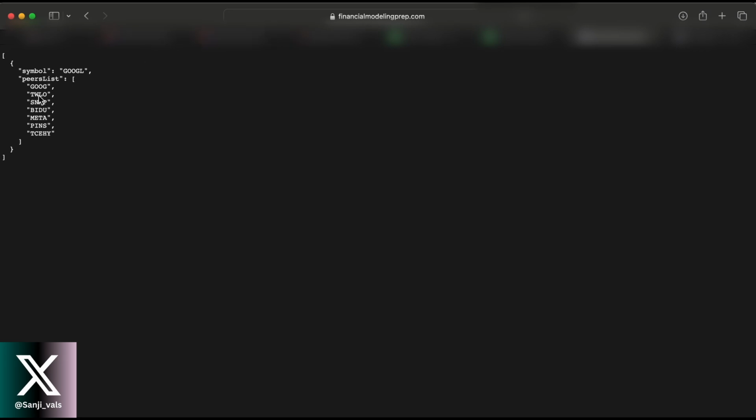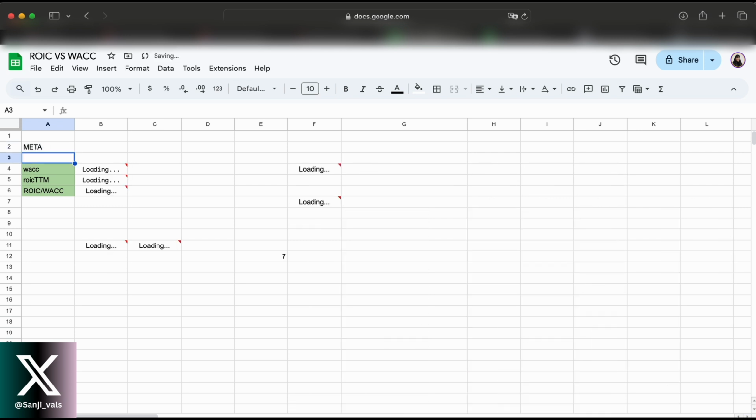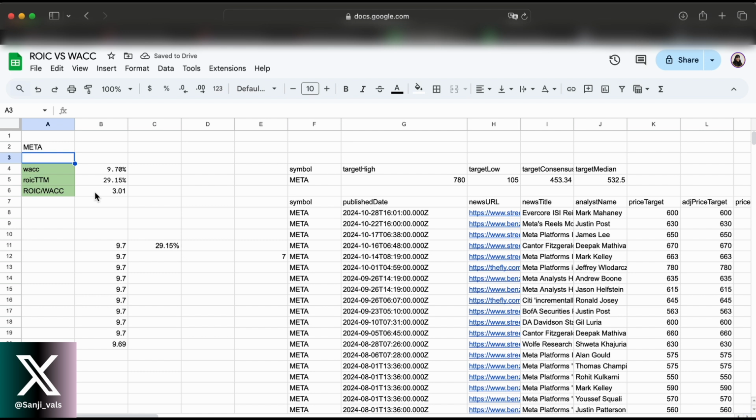And now you'll be able to see Google's closest competitors. You see Snapchat, you see Twilio, you see Meta, and you can just compare them one by one to see which one has the highest ROIC to WACC ratio. For example, you can put the Meta ticker over here and see what its ROIC to WACC ratio is, and you should choose the company with the highest. As you can see, Meta has the highest ROIC to WACC ratio.